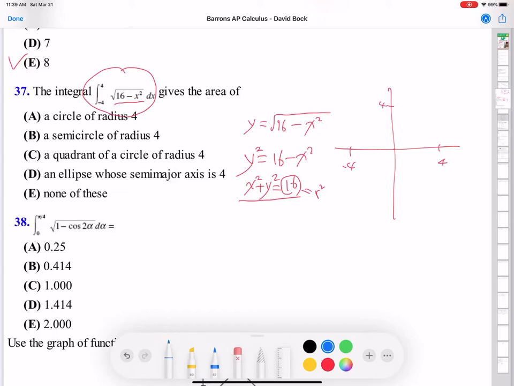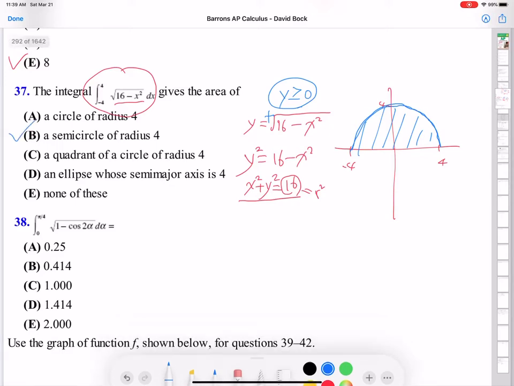But think about the sign in front of the square root. It's positive only, right? So y should be always greater than or equal to 0. That means the graph should be above the x-axis, not below the x-axis. That means it is a semicircle actually. It is not a full circle. So integral of negative 4 to 4 square root of 16 minus x squared represents a semicircle's area, whose radius is 4. So B is the answer.